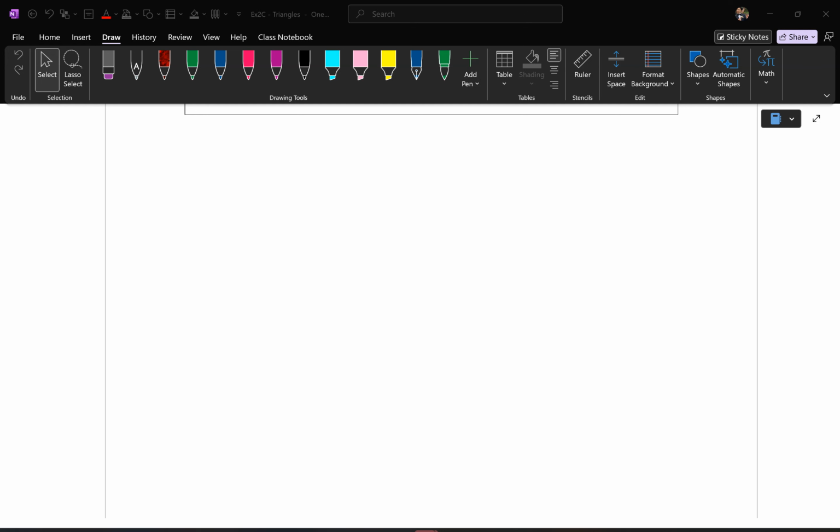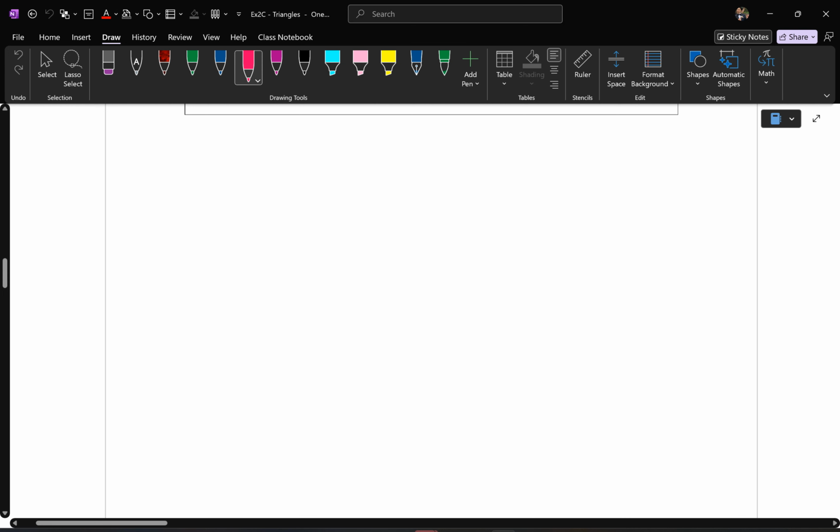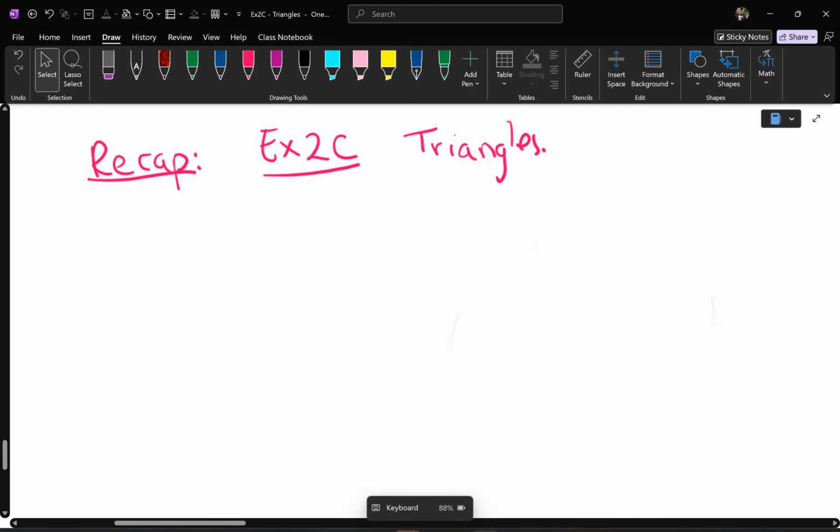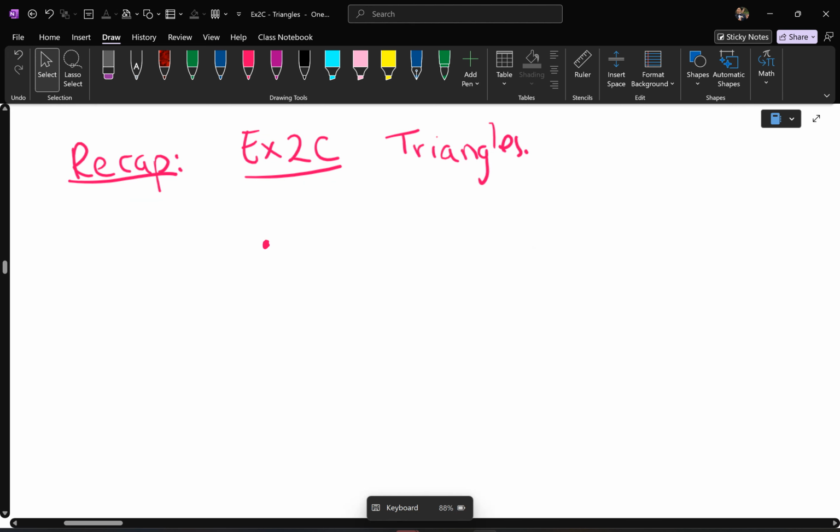So, exercise 2C, let's do a bit of recap for those who weren't here or at least copied the notes but forgotten what we did. Exercise 2C is about triangles. The first part of the notes was to identify types of triangles. So looking at your notes, if you don't have it, you can fill it in now.